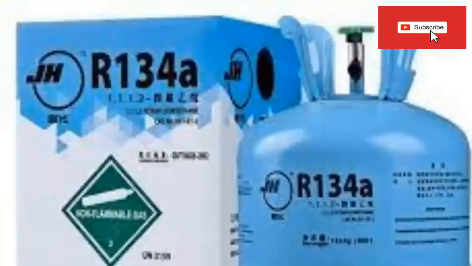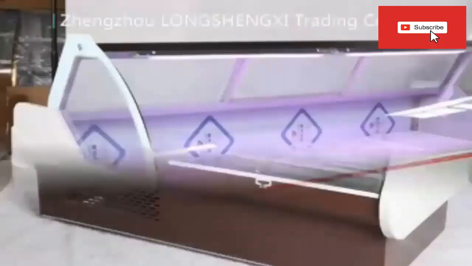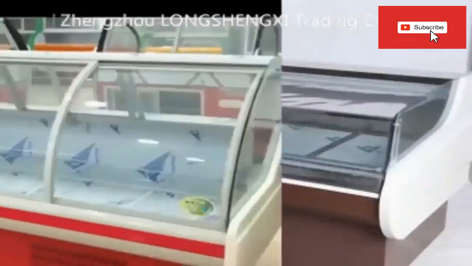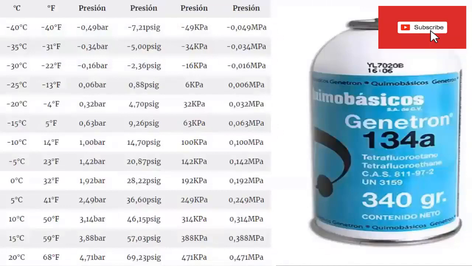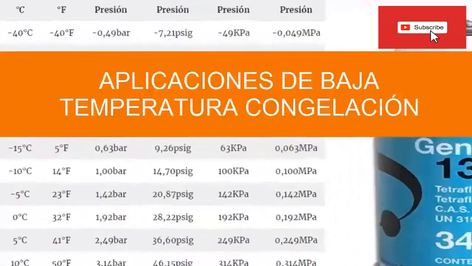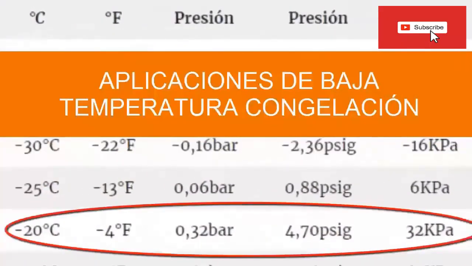Now my colleague Luis is going to show us the pressure values of the R134a refrigerant gas, usually used in display cabinets. Go ahead, Luis, with the explanation. 1. To reach a temperature of minus 20 degrees Celsius in the evaporator, equivalent to minus 4 degrees Fahrenheit, a low gauge pressure of 0.32 bars is needed, equivalent to 4.70 psig or 32 kilopascals.